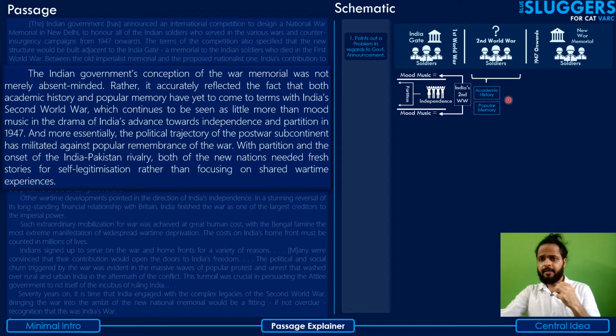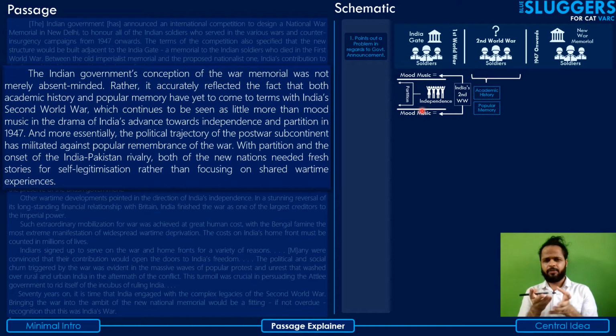And the problem is that the academic history or the popular memory of our country has still not come to terms with how important India's Second World War was. They still don't ascribe enough importance to it. They think of it as something that was just a secondary factor, right? So he uses a metaphor here. He says that it continues to be seen as little more than mood music in the drama of India's advance towards independence and partition, right? So they still continue to consider India's Second World War as something that just happened on the sides. Okay, it's not really of prime importance.